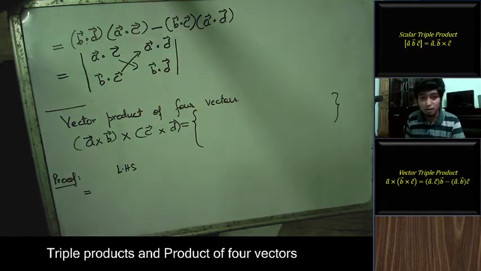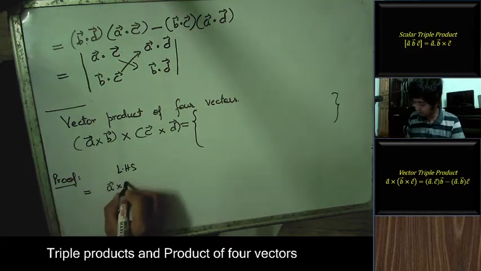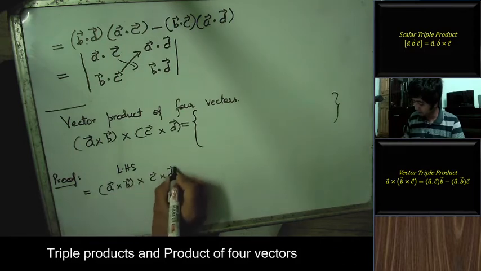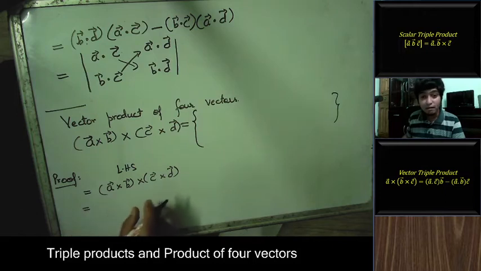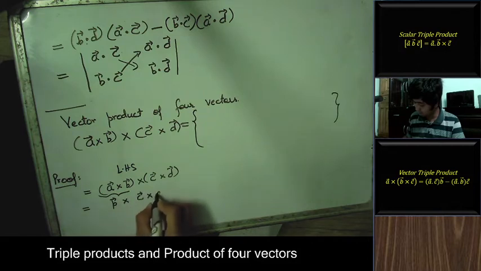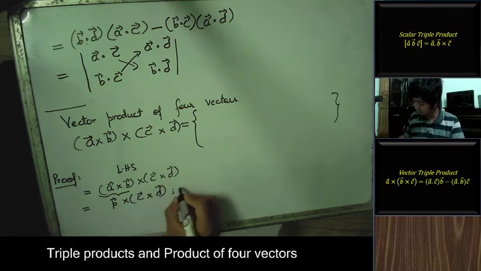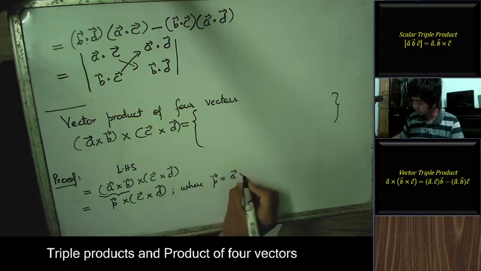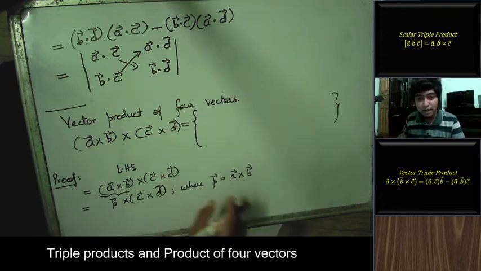Okay, it's equal to A cross B cross C cross D. So again, we can put this one as P. Okay, P cross C cross D, where P equals A cross B. Okay, so we can do that.